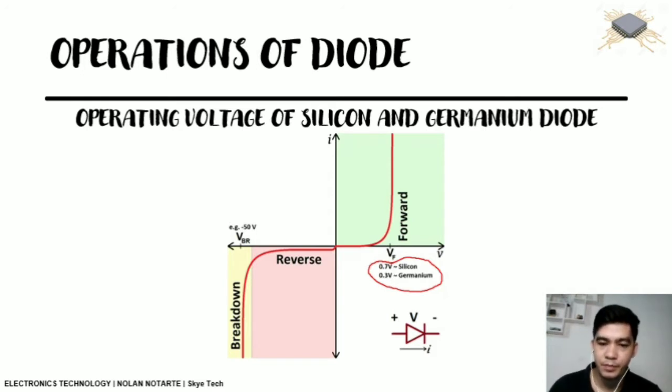Okay? Ibig sabihin po niyan, if the diode is in forward bias, gagana po ang ating diode if the voltage reaches up to 0.7 volts or a minimum of 0.7 volts. So kahit po siya naka-forward bias pero less than 0.7 volts, hindi po mag-ooperate ang ating diode. Okay? Same with germanium. Germanium 0.3 volts operating voltage. So kapag less than 0.3 volts, hindi po siya gagana.